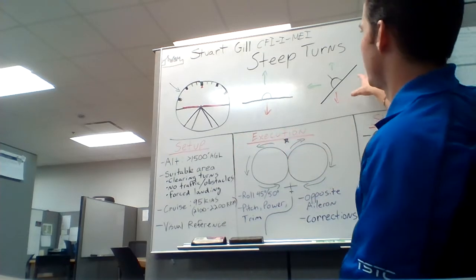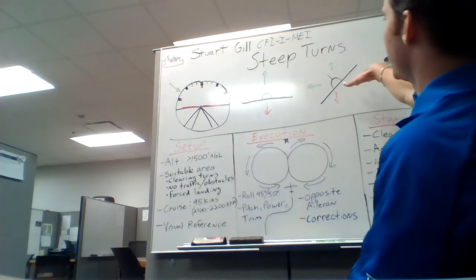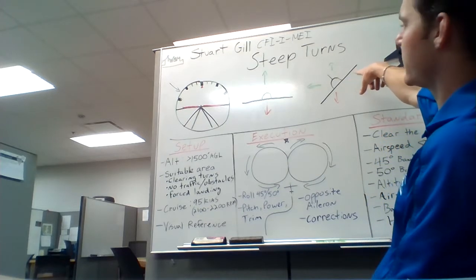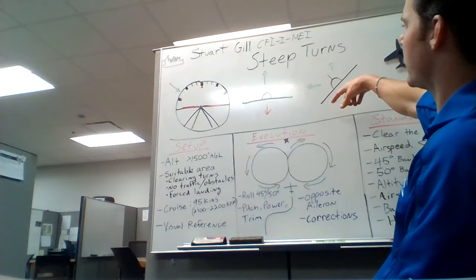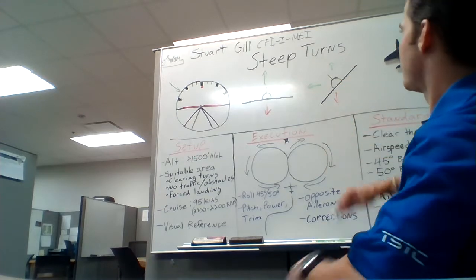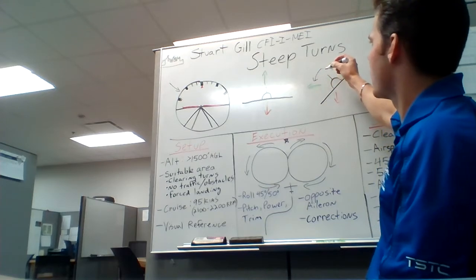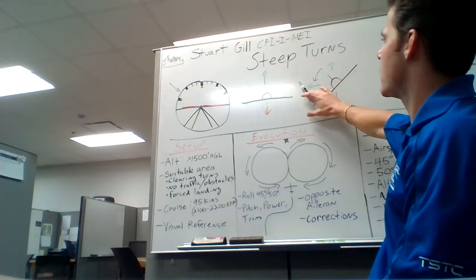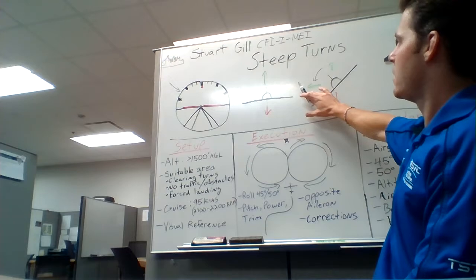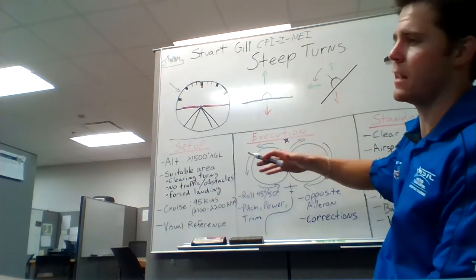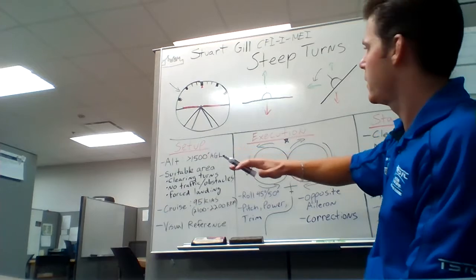But things change a little bit when we get into a bank. So in this case, we've banked to the left. So our right aileron has been deflected downwards. Our left aileron has been deflected upwards. And this vertical component of lift has been transformed into a horizontal component of lift now, the force that pulls our aircraft laterally around our turn.